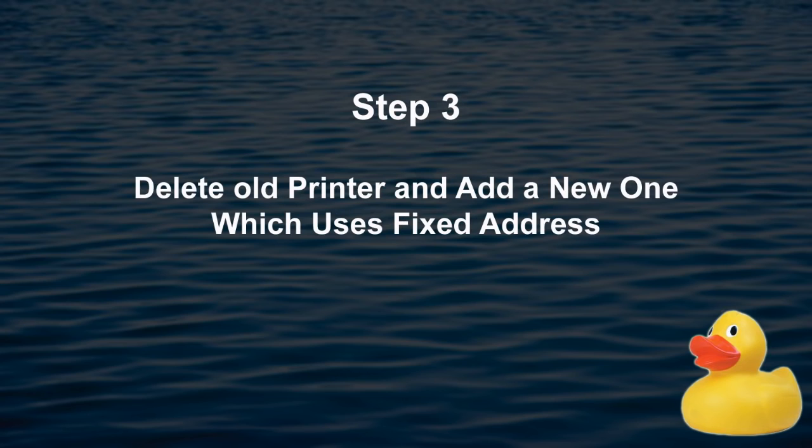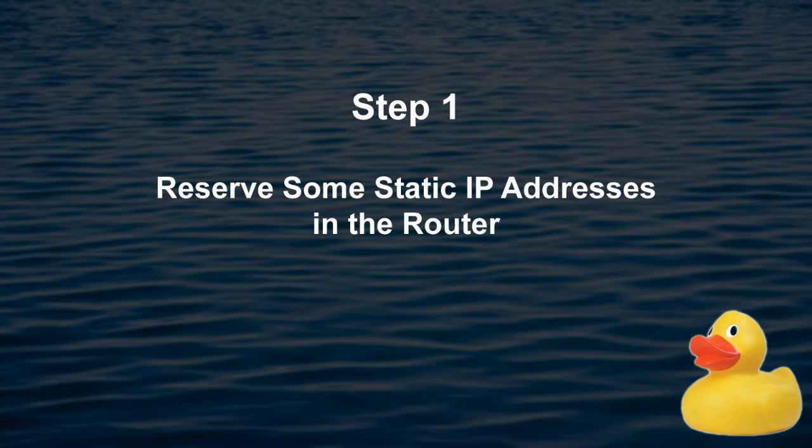And the third and most straightforward of the three steps is just to remove the old printer driver from the PC and add a new printer to use that fixed address. And once that's been carried out, we won't have any problems anymore with offline printers. Okay, let's go and set up the router.